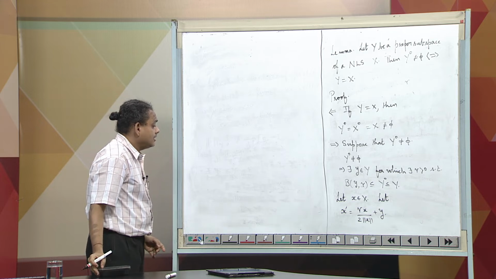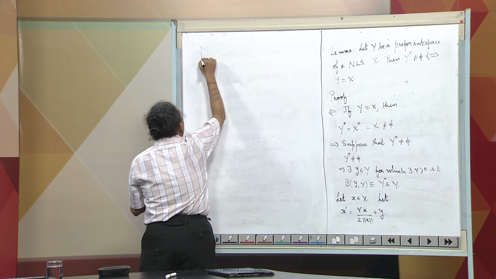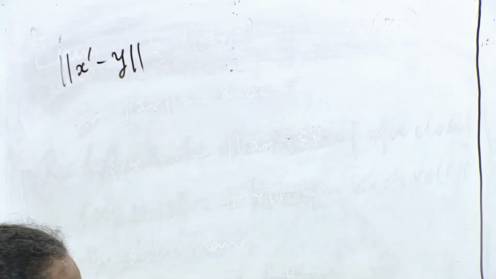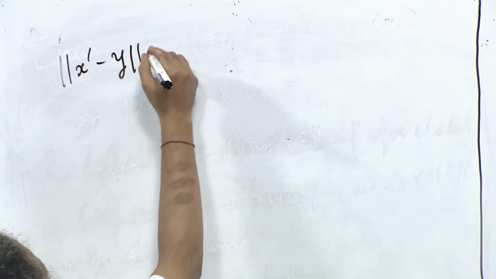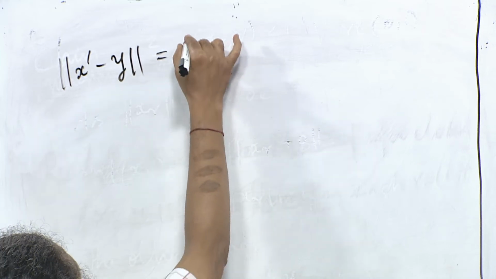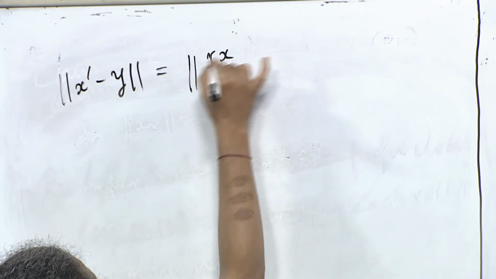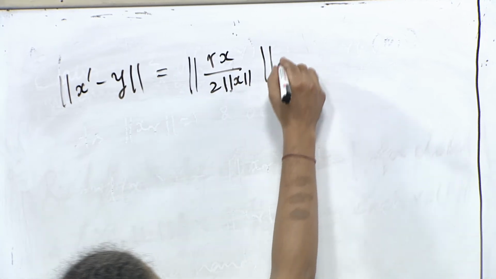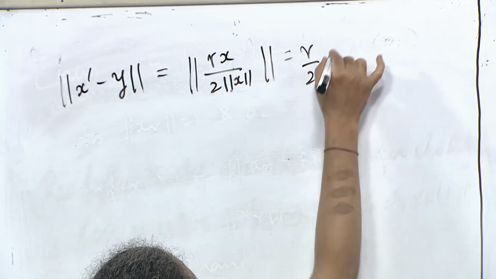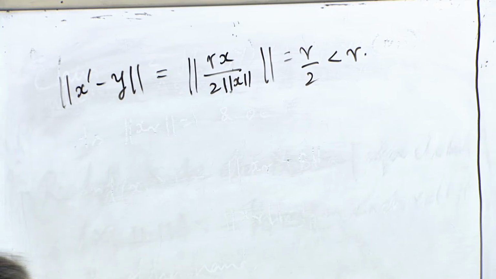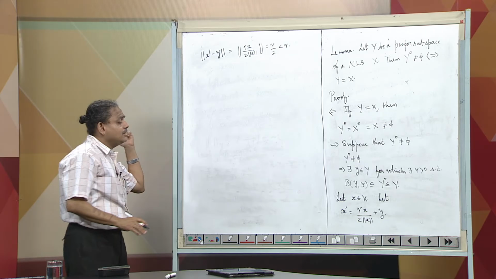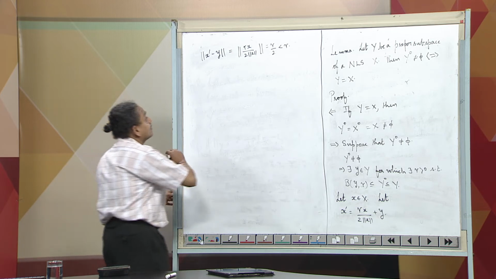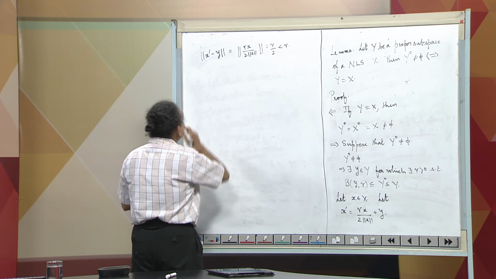Yes, why is it easy? The norm of x dash minus y, that is what we wanted to show is inside the ball, which is equal to the norm of r x upon 2 times norm x, which will tell us that this is going to be just r by 2, which is less than r. That is it, done. It is an easy computation which tells us that this element x dash belongs to y, in fact.